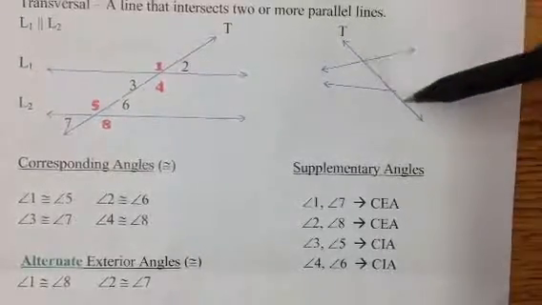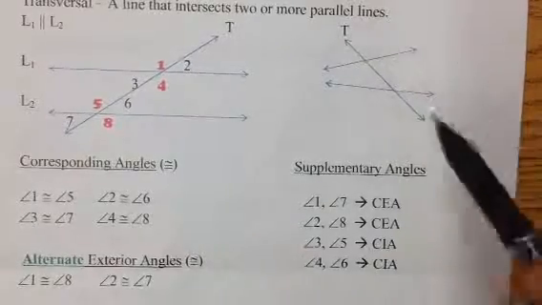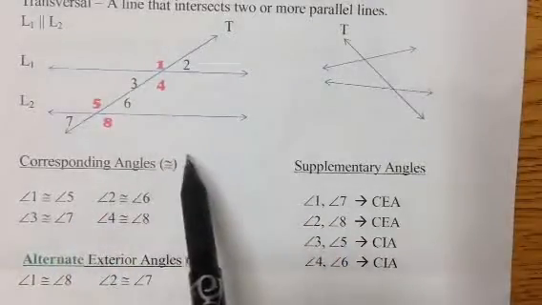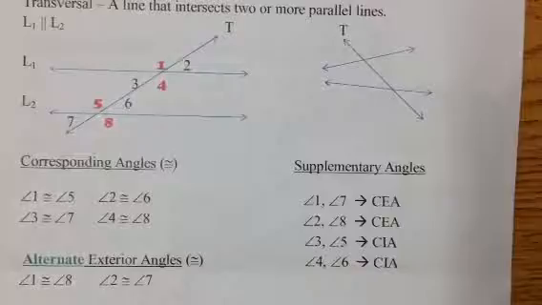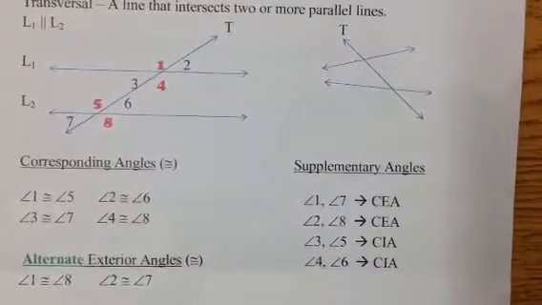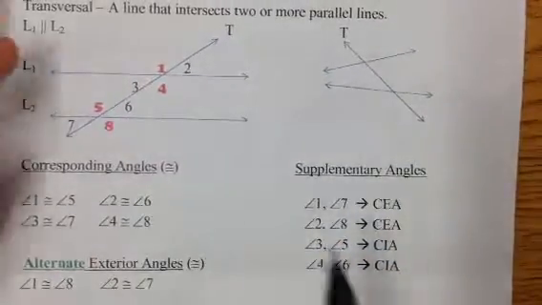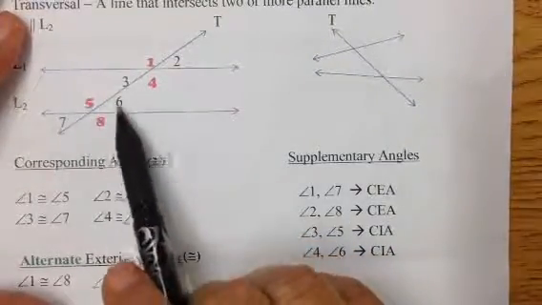A transversal can still intersect two or more lines, but you will not have the congruent relationship that you have when the lines are parallel. You'll still have angles 1, 2, 3, 4, 5, 6, 7, 8, but there's no congruent relationship between them. Now, what both of them do have in common is the fact that they have supplementary angles. Our supplementary angles are going to be 1 and 2, 3 and 4, 5 and 6, 7 and 8.